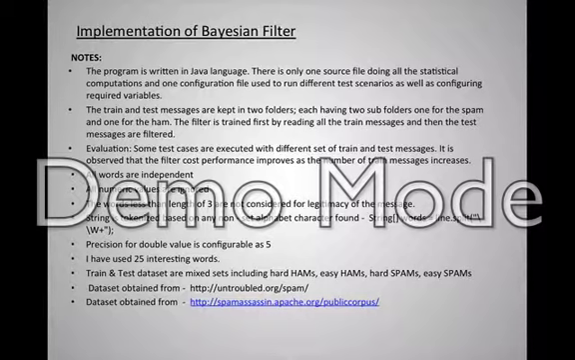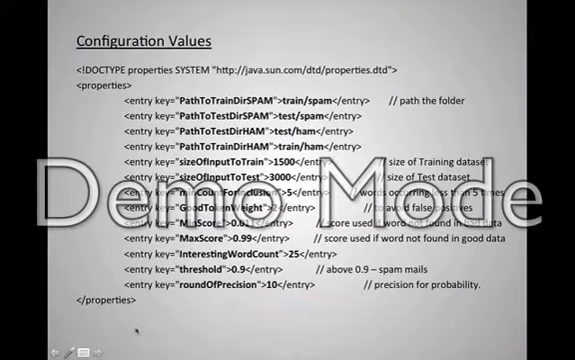Precision for double values is configurable and it is configured as 5. And the number of most interesting words is configured as 25. Train and test datasets are mixed sets including hard hams and easy spams. And the dataset is downloaded from the two websites listed here. Configuration file, here is a configuration file which is used to create different test cases. Here the most interesting word count is set to 25, the threshold is set to 0.9, and the good token weight is 2, the path to folders, and the size of the data to train and the size of the data to classify.